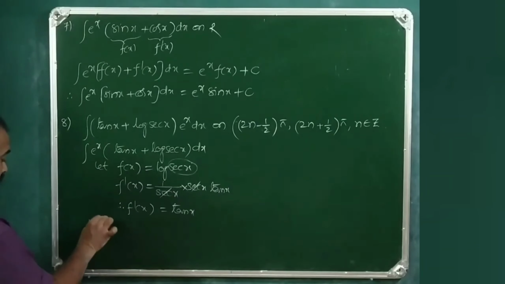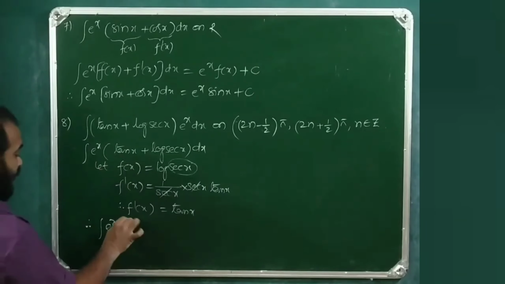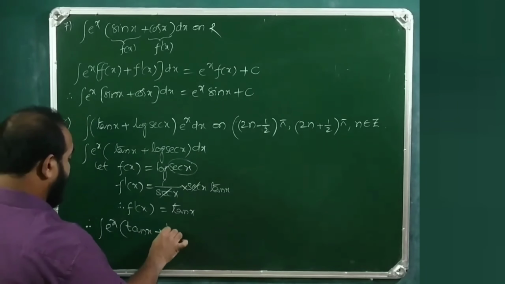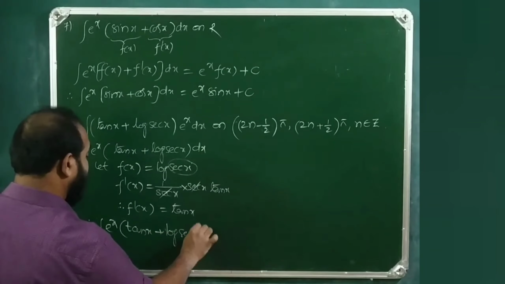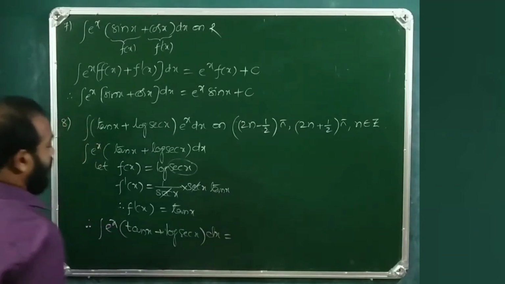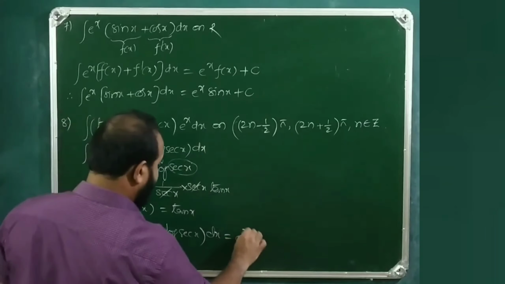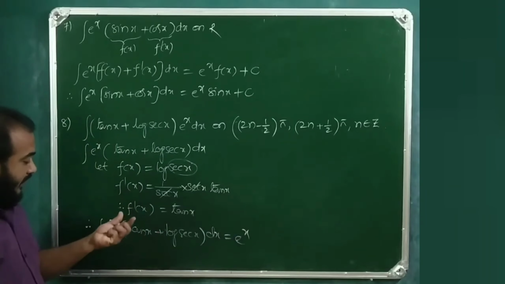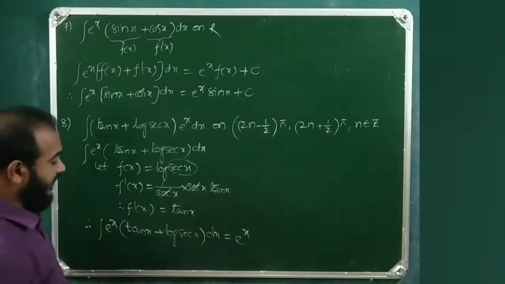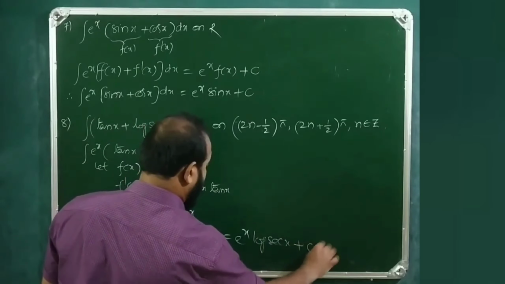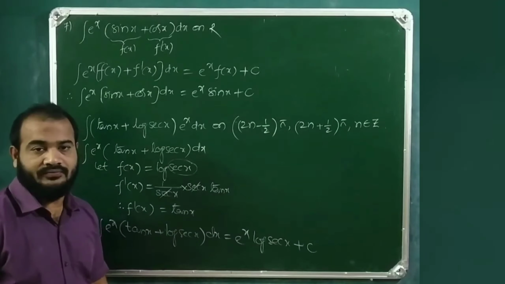Therefore, the integral of e^x into tan x plus log modulus of secant x dx equals e^x into f of x according to the formula. So e^x into f of x, here f of x is log secant x. So this is e^x log secant x plus constant of integration c.